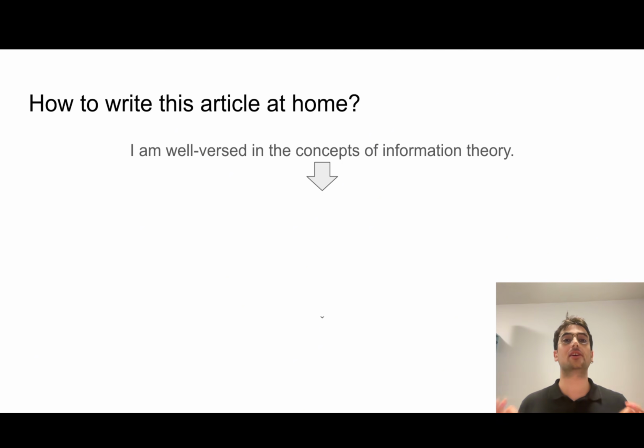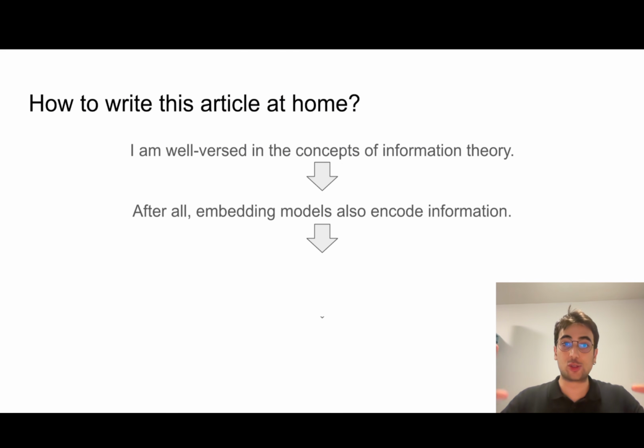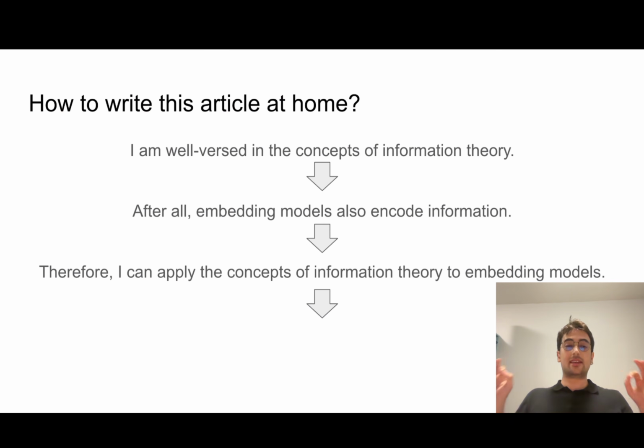So how to write this article at home? I assume now, if you watched the video closely enough, and if I was able to explain it well, you're well versed in the concepts of information theory. After all, embedding models are also encoding information, right? These are closely related to the concepts in information theory. You can apply the concepts of information theory to embedding models, right?